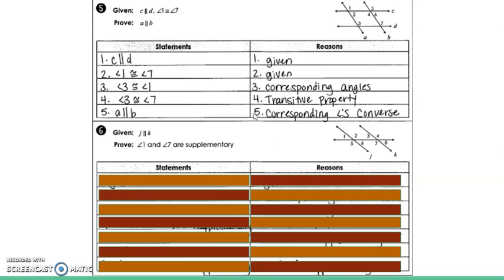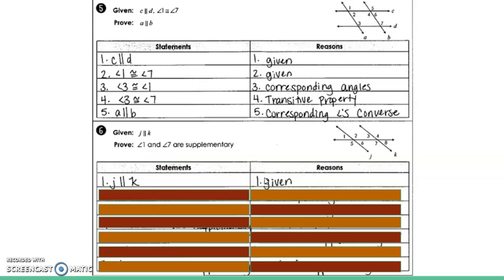Number 6, our given statement is that J is parallel to K, which means we can now use our different types of angles to piece stuff together. And we're trying to prove that angle 1 and angle 7 are supplementary. If I look here, I need to get angle 1 and angle 7 in my statement somewhere so I can prove that angle 1 and angle 7 are supplementary.